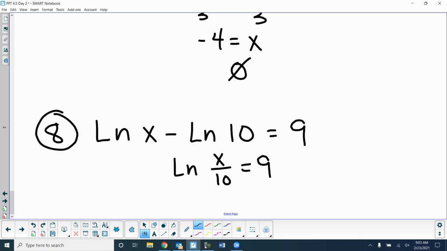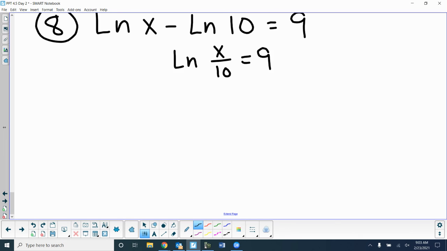equals 9. What do we say the base was for this? E. So what's my equation, my exponential? X over 10 equals e to the 9th. That's all that means. If that was a regular log, it'd be 10 to the 9th. If it was log base 2 of x over 10, it'd be 2 to the 9th. The only thing different, since it's ln, is the base is e, that's all.